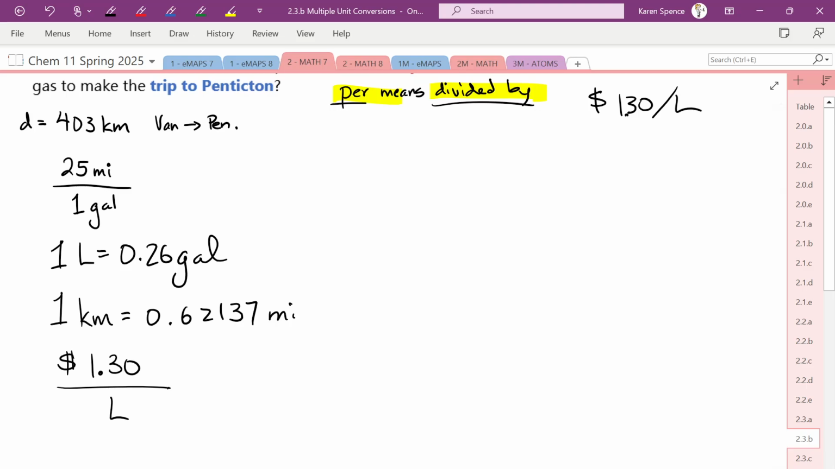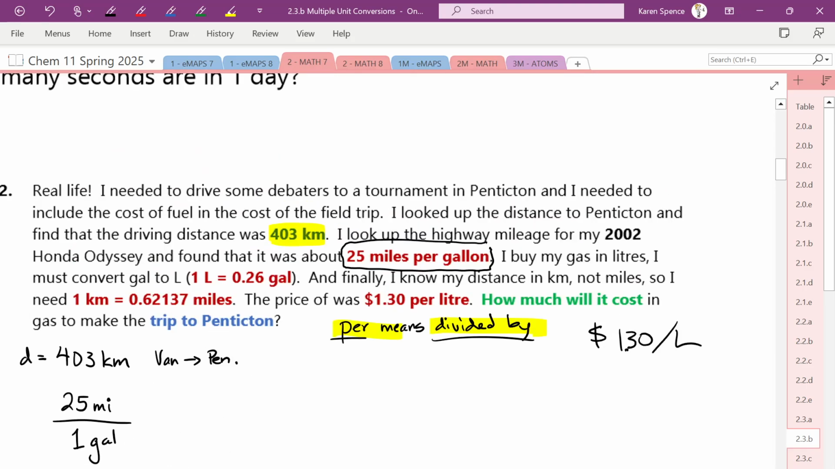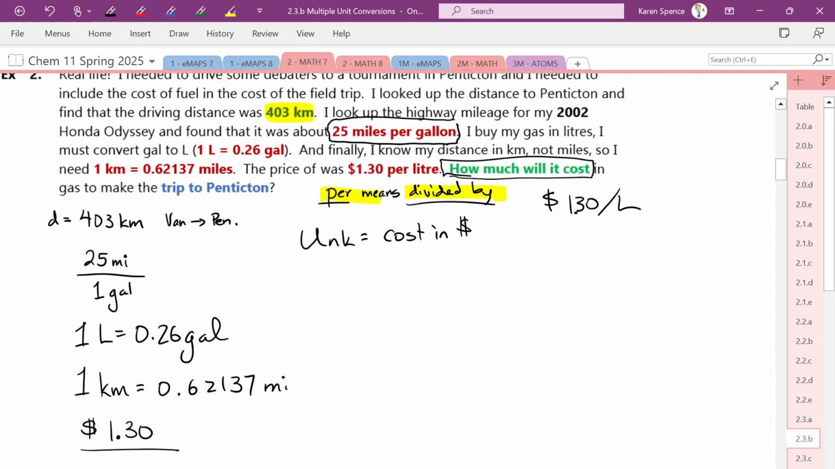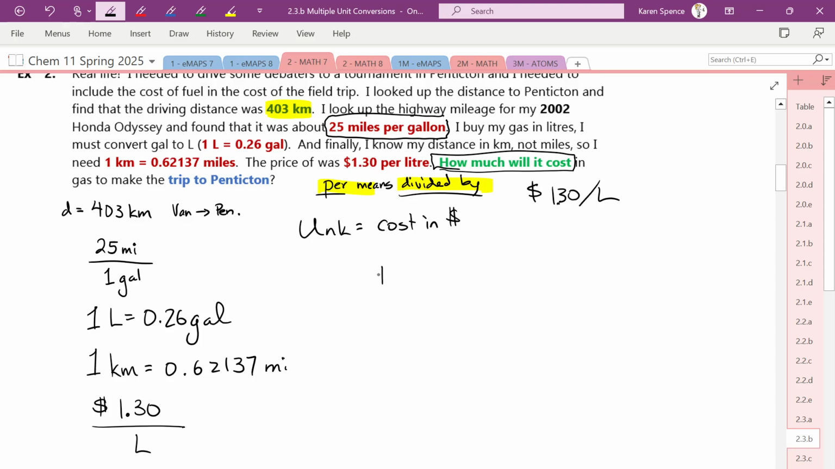What am I looking for? What is the question asking? How much will it cost? Yes? So that is my unknown. My unknown is the cost in dollars. Yes? So what I want to do is start with my initial quantity, and I want to do several conversions, and I want to get to my unknown.